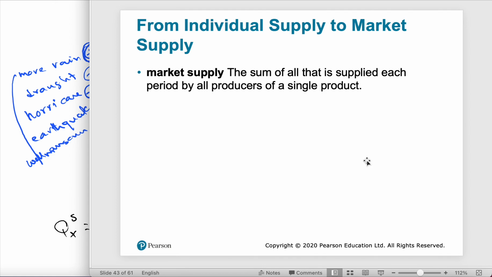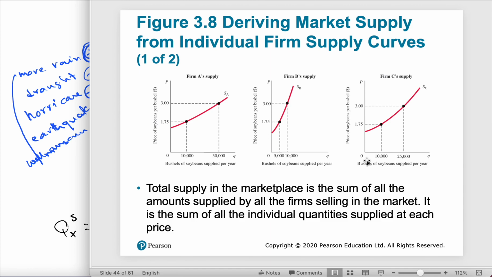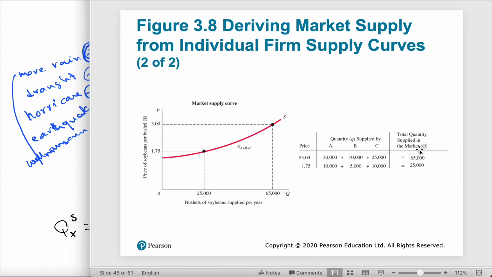So again, like demand, we have the individual supply curve and the market supply curve. Similar thing, it is a horizontal summation. We have firm A and firm B and firm C. If you want to determine the market, you pick a price and see how much is willing to be sold by firm A, at that price how much by firm B, and at that price how much by firm C. Then you add them up horizontally and you get the market supply curve.